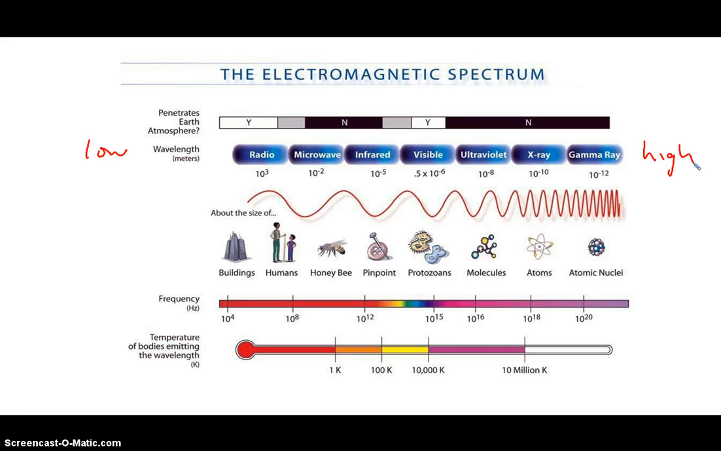You can see the relative size in the middle here, where they show the wavelengths. Radio waves are relatively long wavelengths, but they're low energy. By the time we get up to gamma rays, they're short wavelengths with high frequencies. But this is the entire electromagnetic spectrum that we can see here.